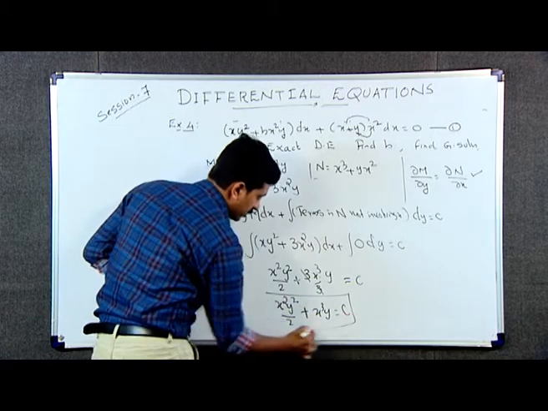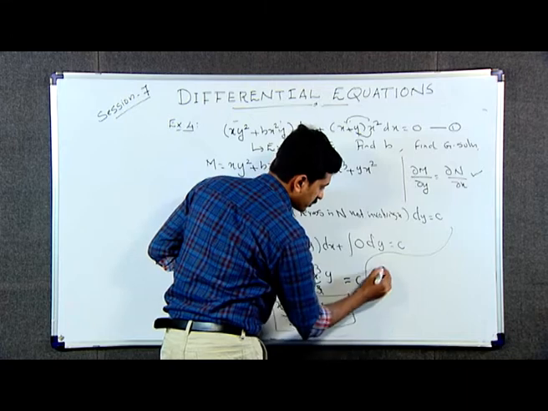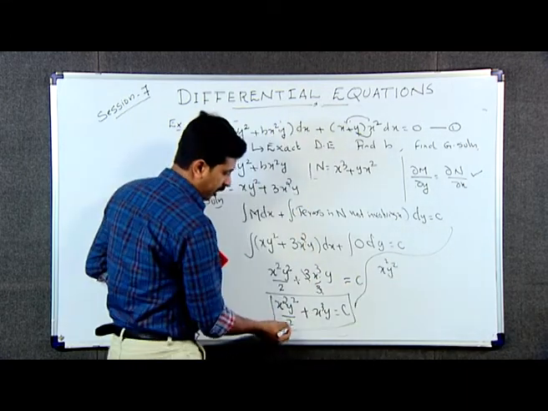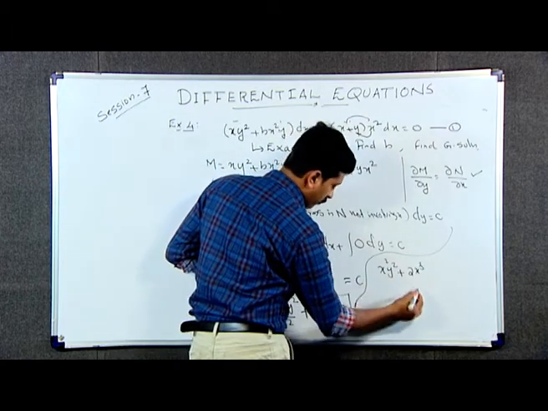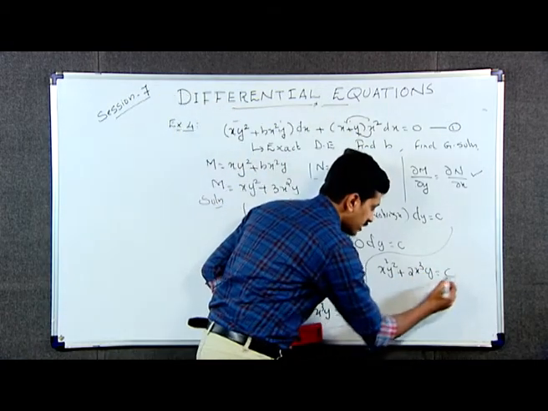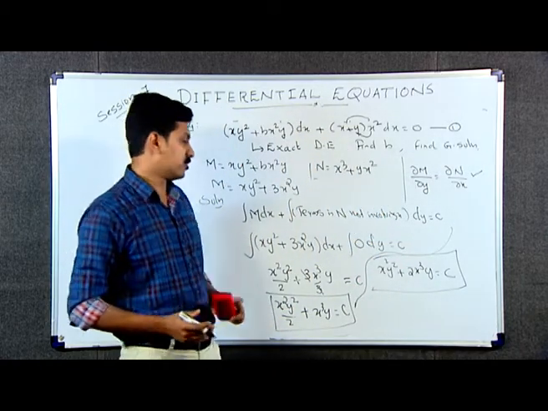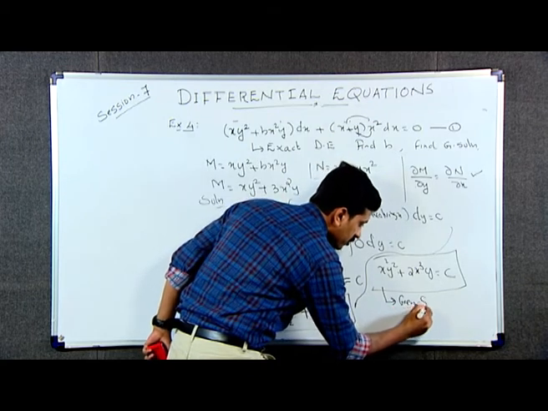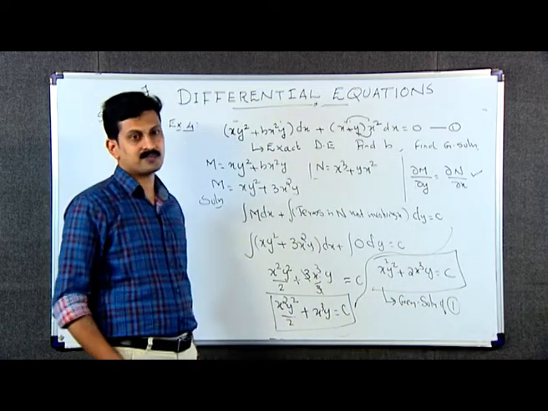This is the general solution. Maybe we can rewrite this as x²y², taking the 2 over, plus 2x³y is equal to 2c. 2c I am writing as some other constant c, we just think of it as a new constant c, and this is a general solution of the given differential equation 1.